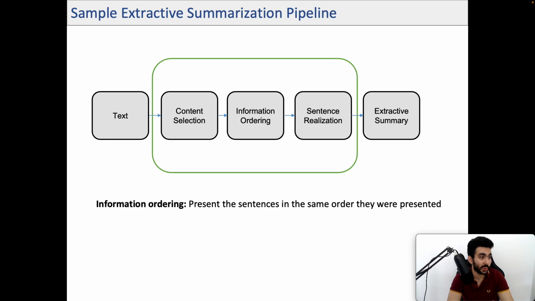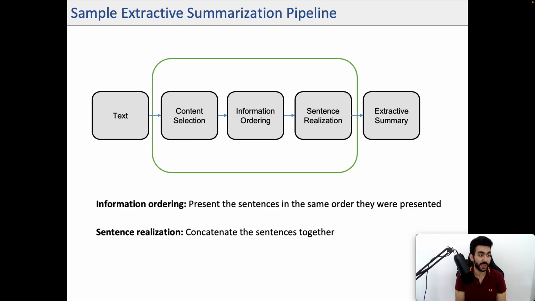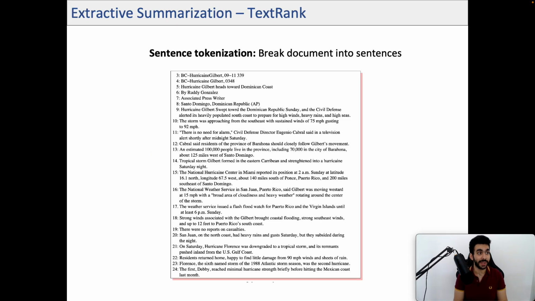Next, we want to do the information ordering. We have 5 sentences right now, and we want to order them. The first basic approach is to present them in the same order in which they were presented, just placing them after each other. And then for sentence realization, we need to do some sort of concatenation. We can just glue them together, and by that we have an extractive summary.